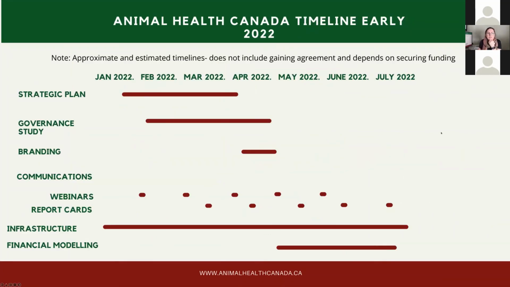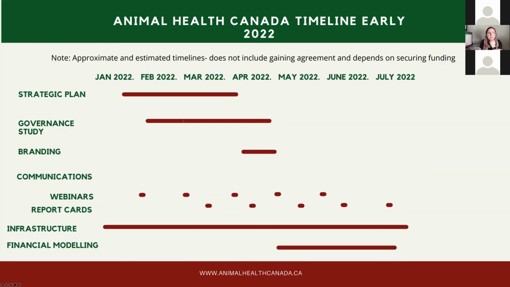Here's a timeline for 2022. You'll note that the timeline ends around July because our big milestone that we're leading towards is the ministers' meeting in July, to be able to bring some more concrete budget and also concrete plans for what will be included in that scope of work and the value proposition of the new Animal Health Canada.